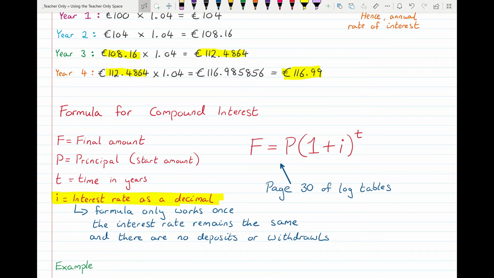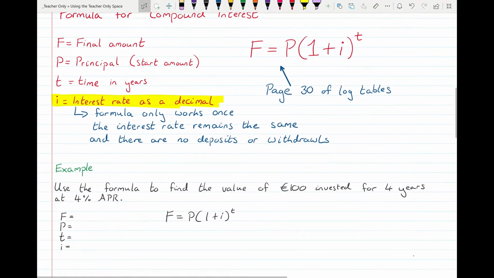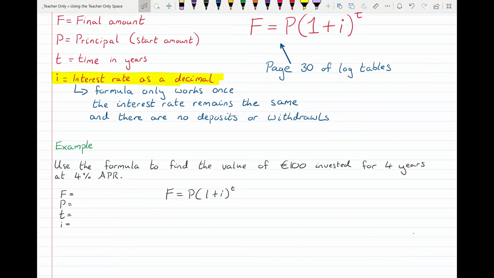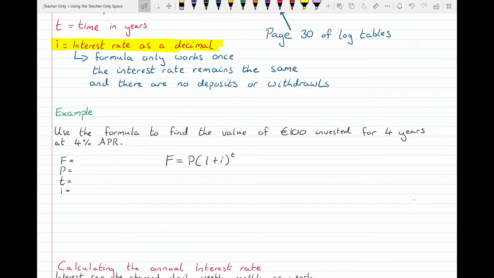This formula only works once the interest rate stays the same for the entire term and there are no deposits or withdrawals from the account. So nothing really changes, it just compounds on top of itself for however many years. Looking at an example of it: use the formula to find the value of €100 invested for 4 years at 4% APR.